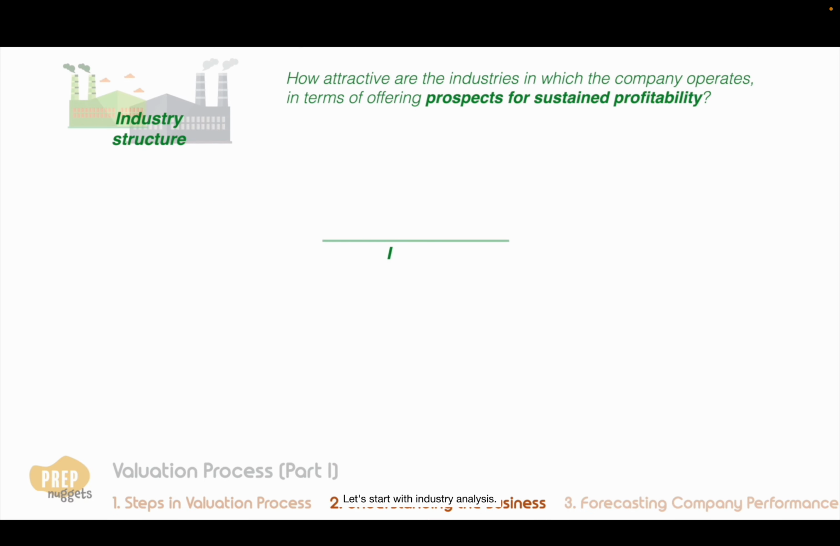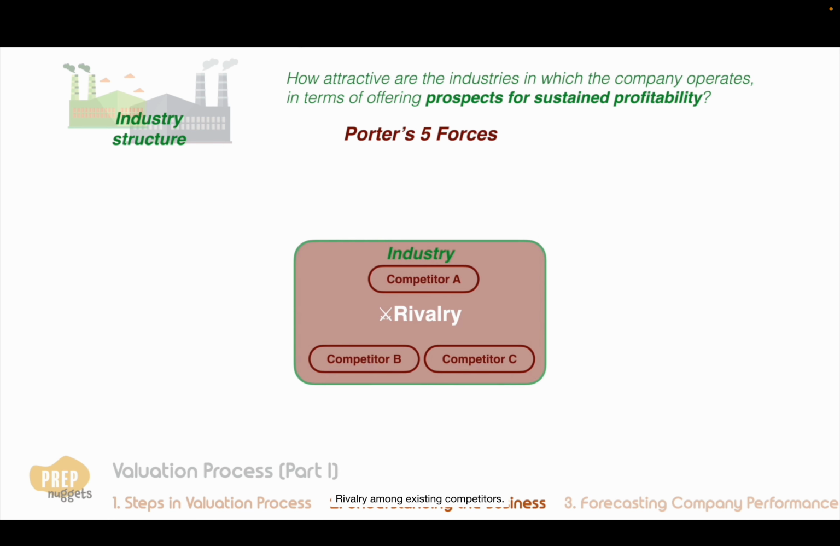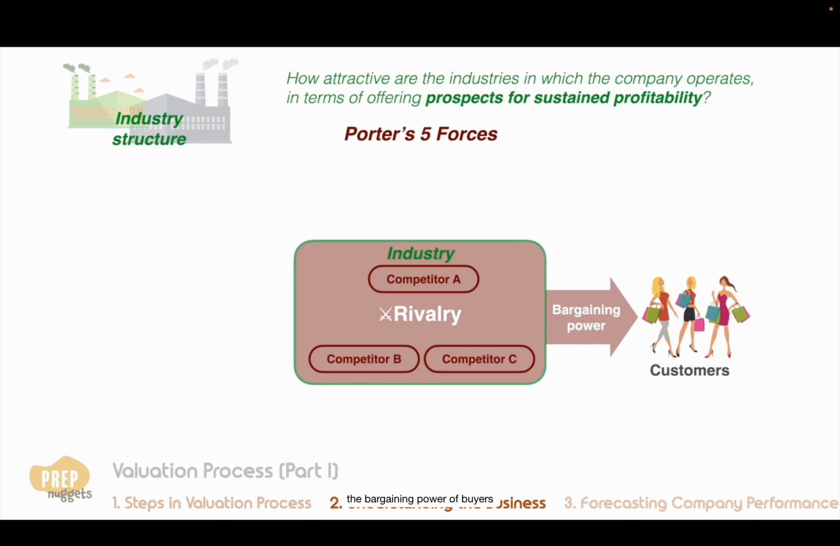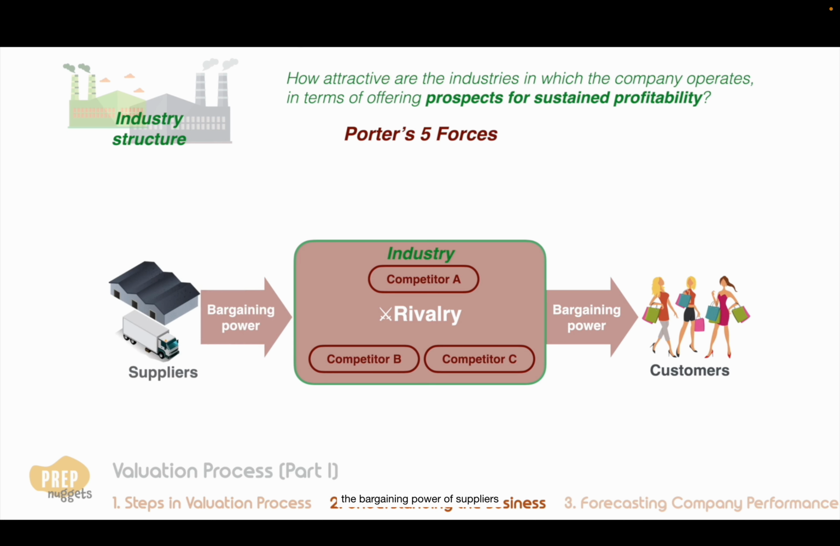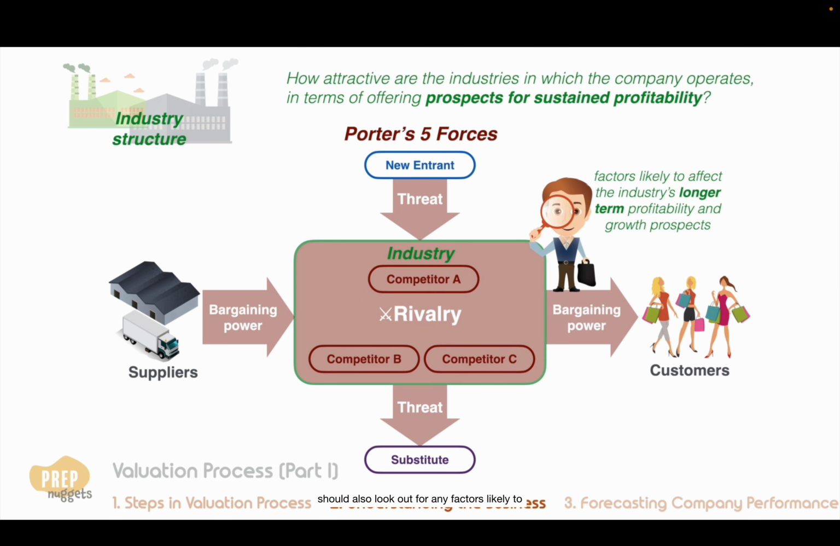Let's start with industry analysis. This is usually done using the Porter's 5 forces framework, which you've learned in Level 1 and will be repeated later in this course. We shall just quickly run through the 5 determinants of the intensity of competition in an industry, namely the rivalry among existing competitors, the bargaining power of buyers, the bargaining power of suppliers, the threat of new entrants, and the threat of substitutes. Besides an analysis of the current state of the industry, the analyst should also look out for any factors likely to affect the industry's longer-term profitability and growth prospects, such as demographic trends.